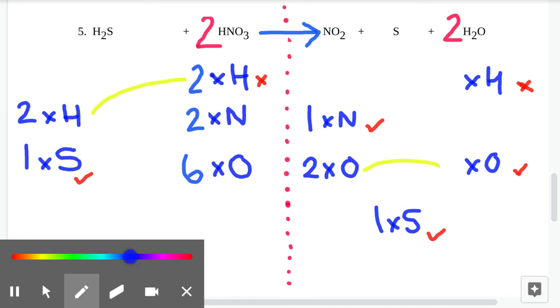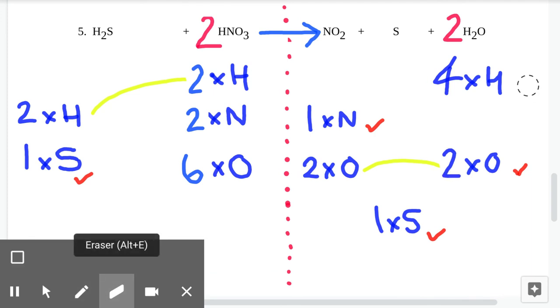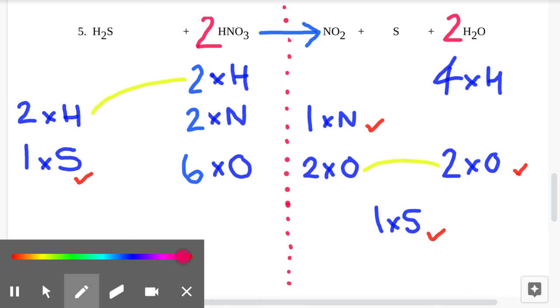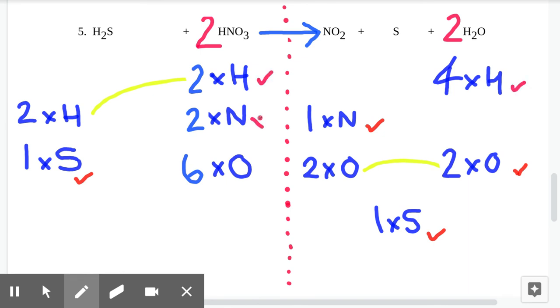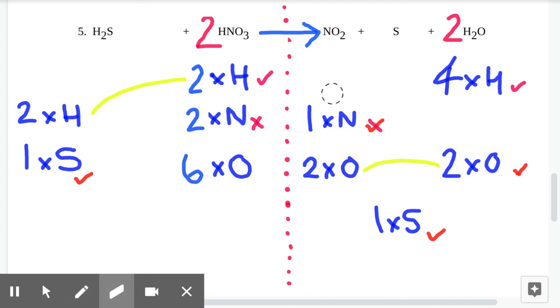We've now got 4 hydrogens on this side. We have now changed the oxygen to 2 oxygens, but we have made the hydrogen slightly better. Okay, that is now okay. Nitrogen is broken. It was fixed originally, but we've now broken it. But we've got 2 nitrogens on the left-hand side of the equation. We've only got one nitrogen on the right-hand side of the equation, sorry.